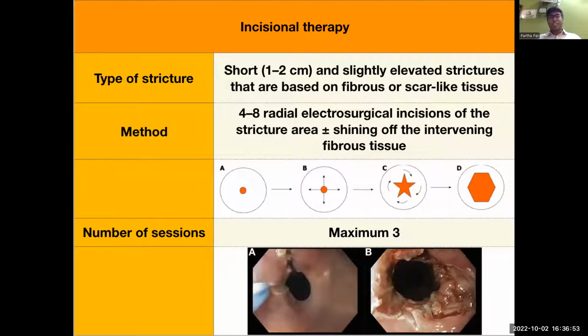Then going to the incisional therapy, it is suitable for short strictures and slightly elevated strictures, not those flat ones, because you will not be able to cut. And they should be based on fibrous or scar-like tissue. You should make 4 to 8 radial incisions over the stricture area. You can shave off the intervening fibrous tissue. That is called radial incision and cutting technique, and maximum session is 3.